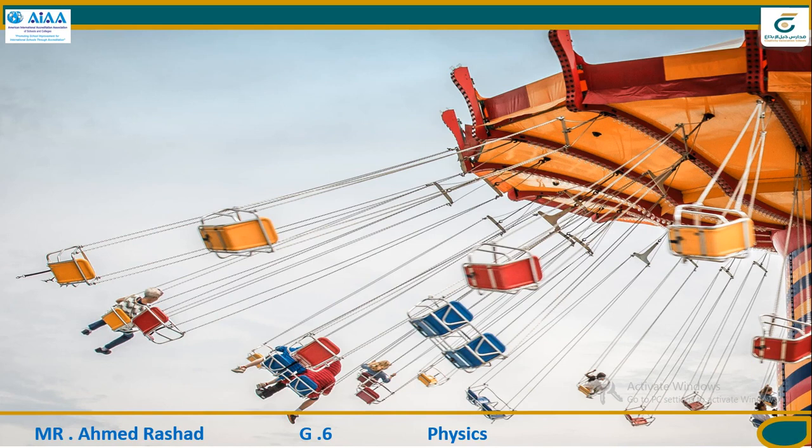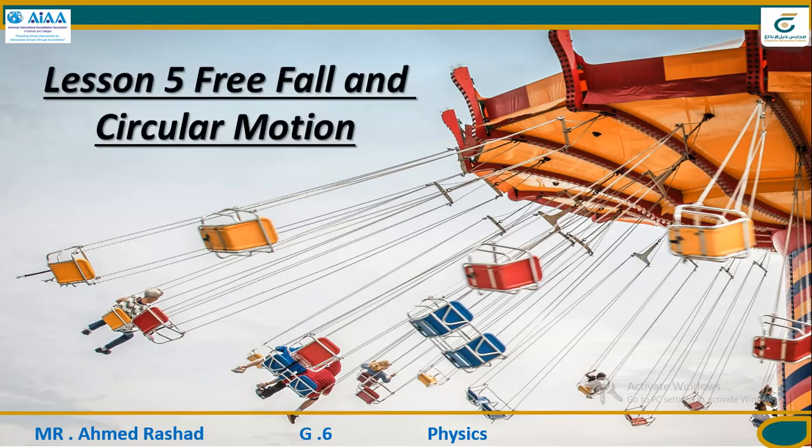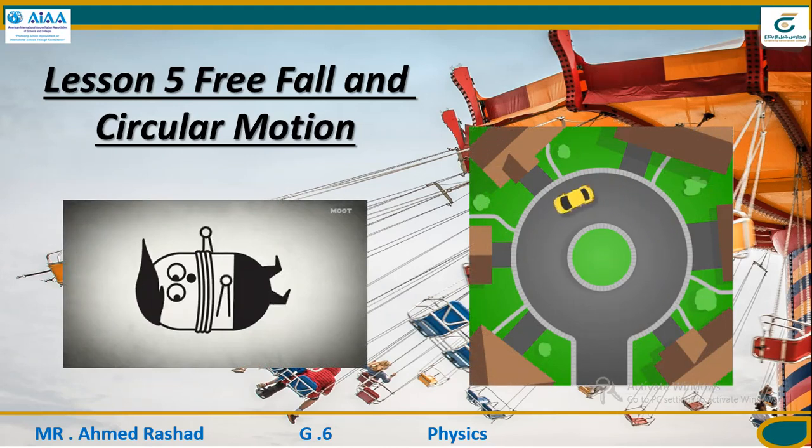Today, inshallah, we're going to start lesson number 5 in chapter number 2, and actually, this is the end of this chapter. The title of today's lesson is free fall and circular motion. What's the meaning of free fall and circular motion? Any object that's falling down with only the gravity force acting on it, that's called free fall. And circular motion is when the motion happens in a circle. And that's what we're talking about today.